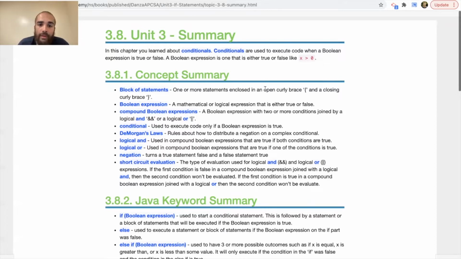A compound Boolean expression was what we've been using over the past few lessons, where we have and or. The and uses the double ampersand, and or uses those lines that are straight up and down. I refer to them as pipes, right?